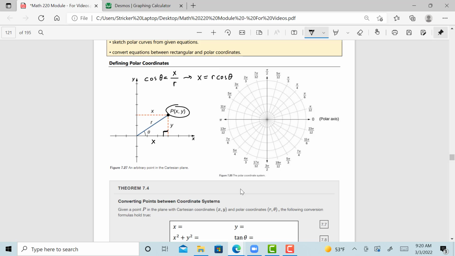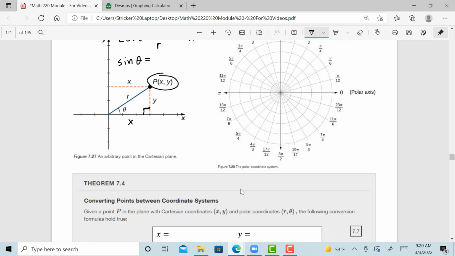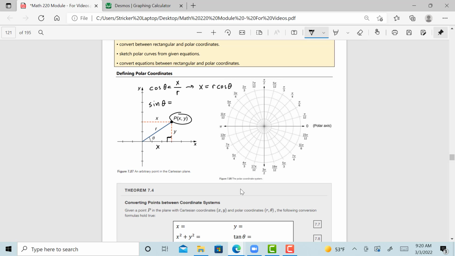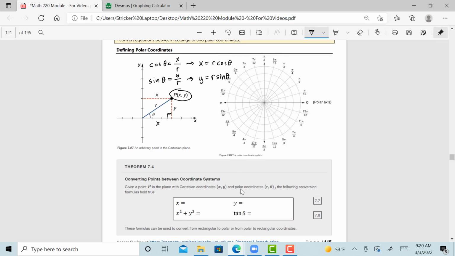We could do a similar thing for sine. We know that sine theta is the opposite over hypotenuse, which in this case would be y over r. And if we solve for y, we would get that y is equal to r sine theta. And so that's the first thing in our theorem down here. When we're converting points between the coordinate systems, if we are in the polar coordinate system and we want to know what x is equal to, then x is equal to r cosine of theta. And y is equal to r sine of theta.